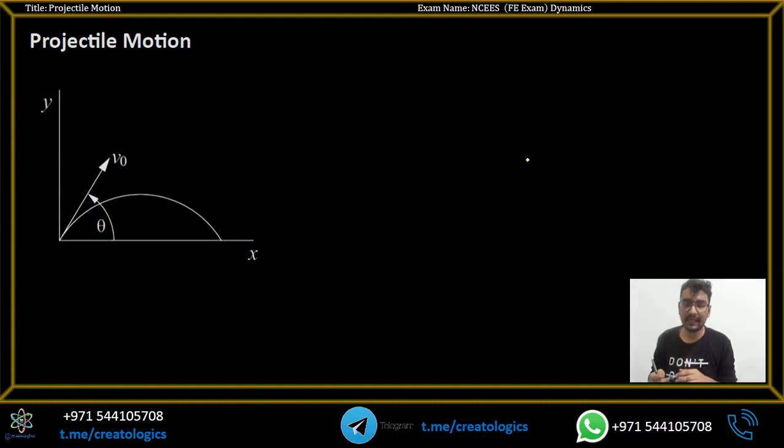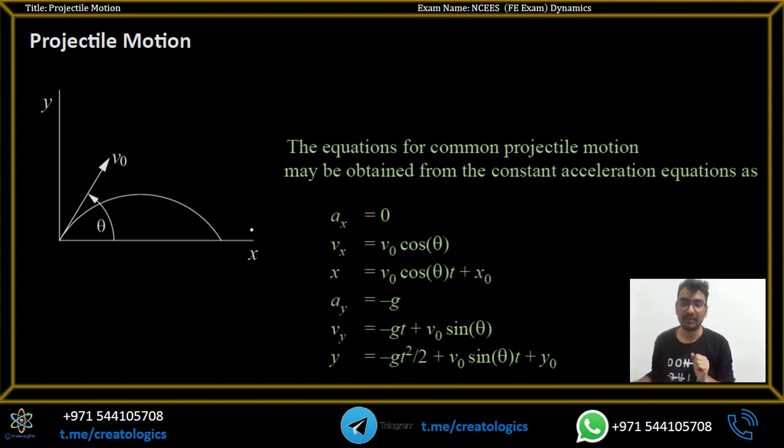For example, let's take a body here, and we provide an initial velocity v naught to it, projected in this direction. It will follow this path. Let's say theta is the angle made by that velocity vector with the horizontal. So you know two things: the initial velocity as well as the angle theta. The equations are already given in your handbook, and these are the equations that you are going to use. I will explain them one by one.